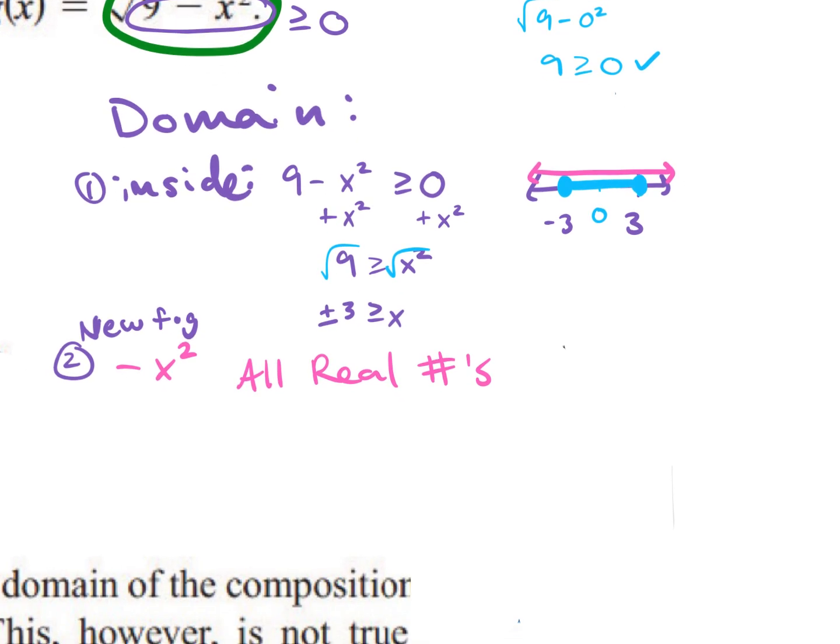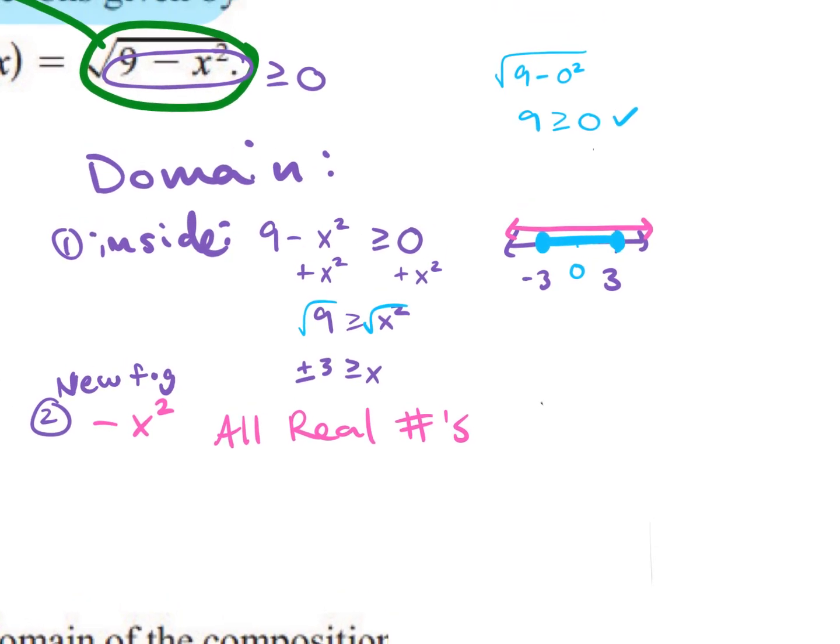So for our domain of our function here, the whole thing, it's what overlaps between the two. So what overlaps between that pink and blue line? -3 to 3, from -3 to 3. That's where the two lines overlap. Would it get brackets or parentheses? Bracket, -3 to 3 with a bracket. So that would be our domain. So you always have to check two things when you have composition functions. You have to check the domain of the inside and the domain of the new function.